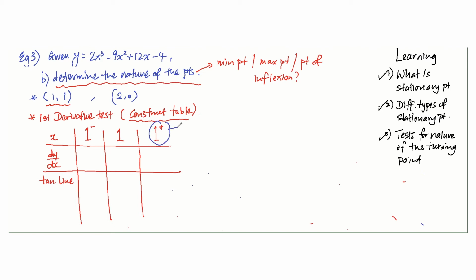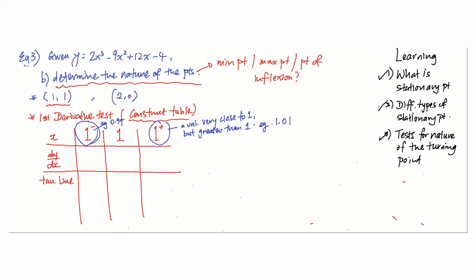1 plus, for example, is a value very close to 1 but greater than 1. So for example, I'm talking about a value that is 1.01. And similarly, 1 minus is a value very close to 1, but minus means it will be smaller than 1. So I'm looking at a value of, for example, 0.99.